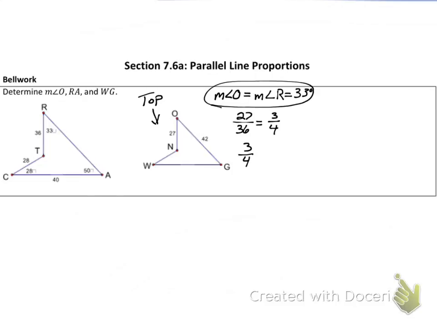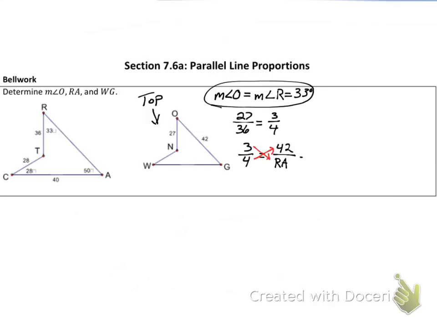So the first thing I want to look for is RA. Well, RA is right here. I don't know that length. That one's a mystery to me. But I do know that OG equals 42. And since that's my top, we'll do 42 over RA. I can just leave it as RA, or I could change it to X, whatever I want to. All right, then we're going to use cross multiplication, or the means extremes exchange.